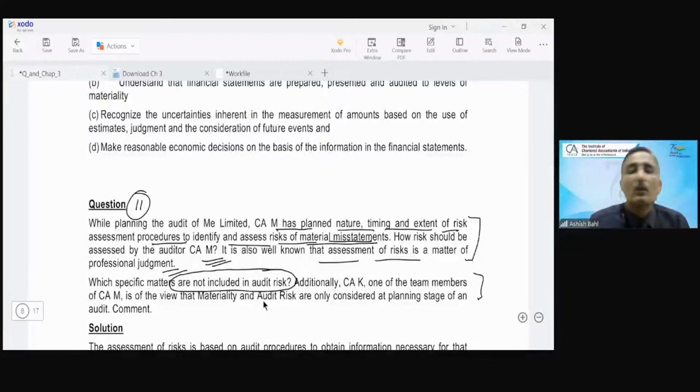Now it is there in your module. Tell me which. We already know what is the meaning of audit risk, but which matters are not included in audit risk? Yes. And students, while reading the question, read it carefully and do not skip any part which is to be answered. Sometimes within one question, 2-3 interconnected questions are asked, like in this question. Like here, there are 3 subparts. Which specific matters are not included in audit risk?